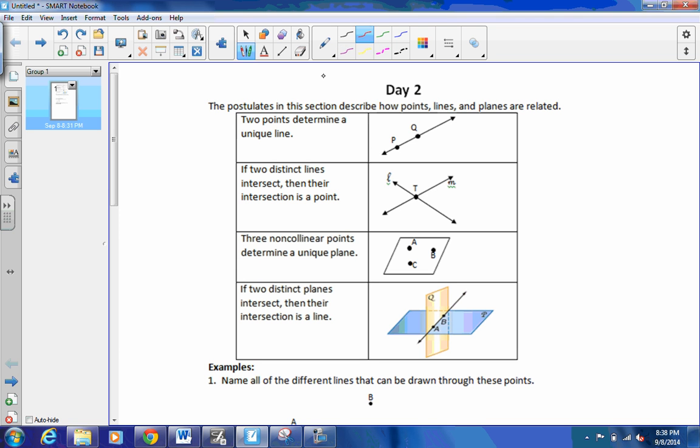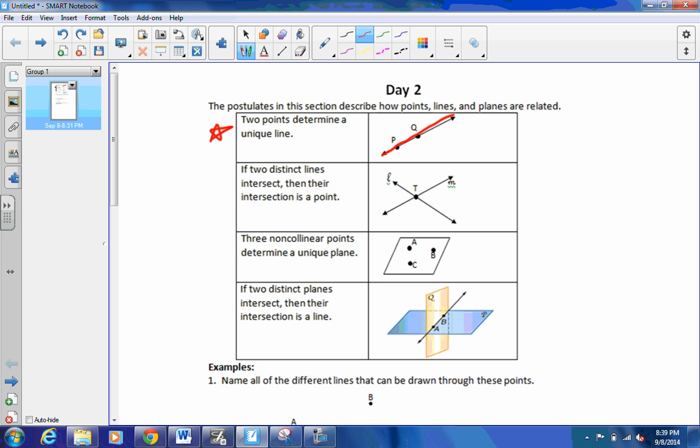All right, so the first one says that 2 points determine a unique line. It makes sense to us as long as you have 2 points. Only one line, one unique line, can go through 2 points. All right, you can't have any other lines than that one unique line. So that's our first postulate we can use.